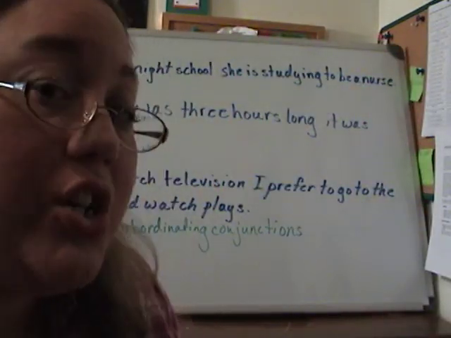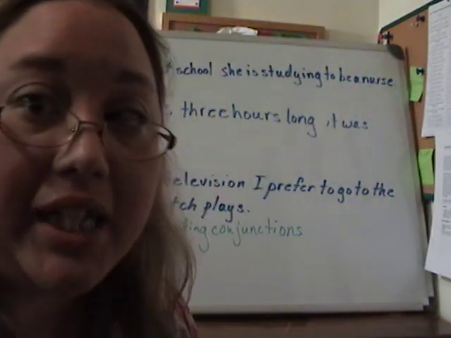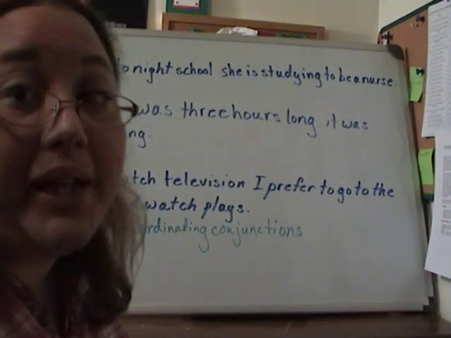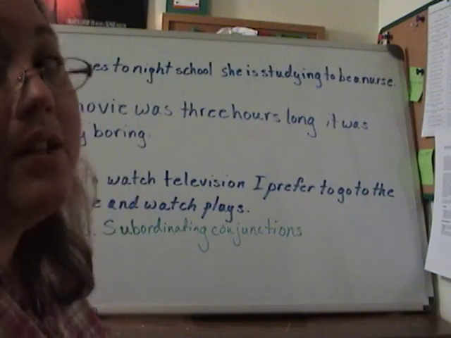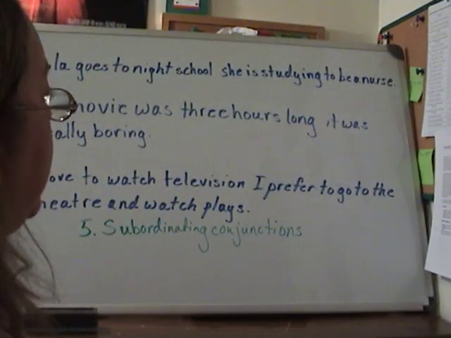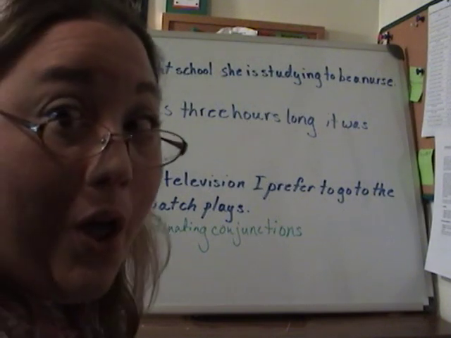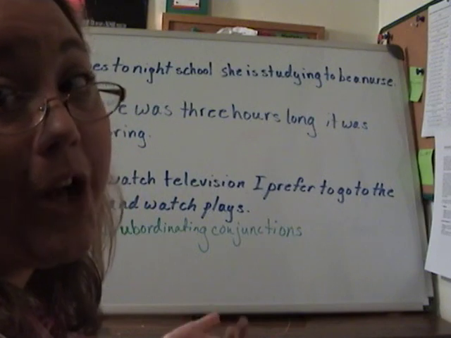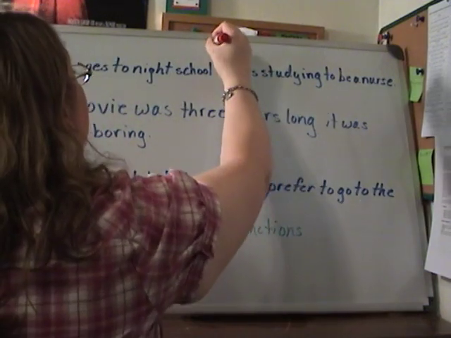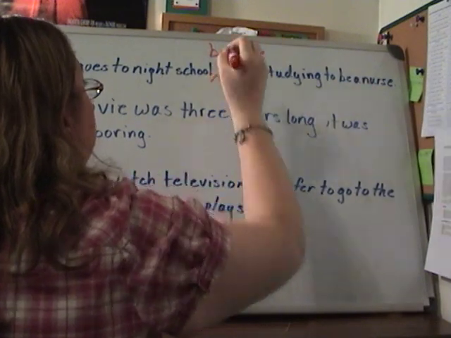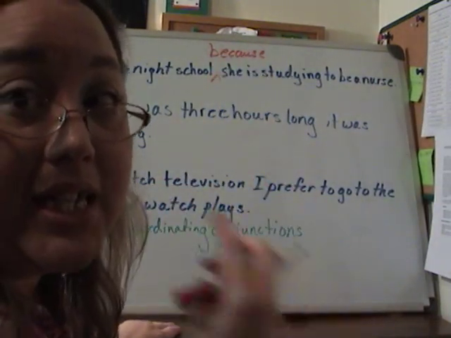When subordinating conjunctions are used to correct run-on sentences, you can simply place them in between the two complete thoughts. So going back to our first one, Lila goes to night school. She is studying to be a nurse. Well, if you recall, I was able to use the coordinating conjunction for this particular sentence, so I could also use because. And just simply place that within my sentence.